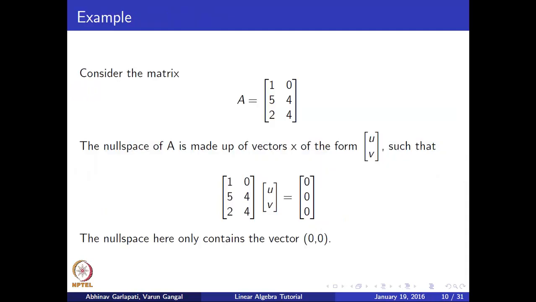Let us consider an example to illustrate the concept of a null space. Consider the matrix A given here. A is a 3 cross 2 matrix. Hence, the null space of A will be made up of vectors of dimension 2 or 2 cross 1. Now we see that on solving, we get u equals 0, v equals 0. This means that the null space only contains the 0 vector, the two-dimensional 0 vector 0, 0.